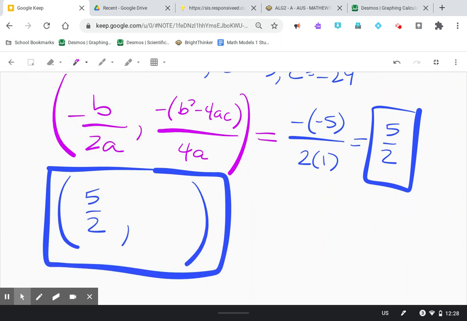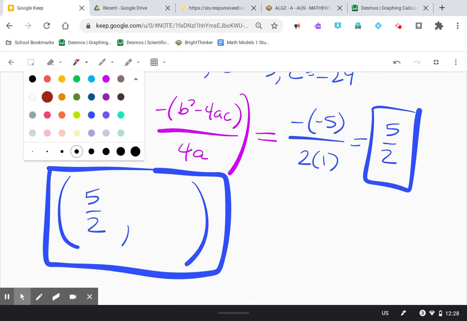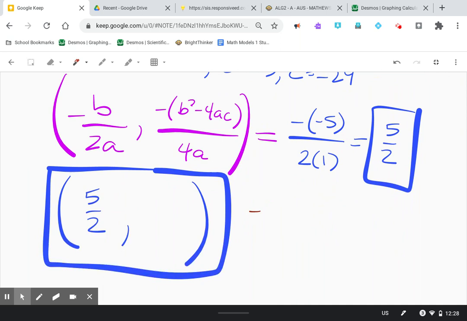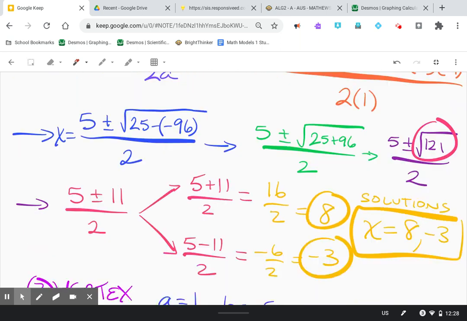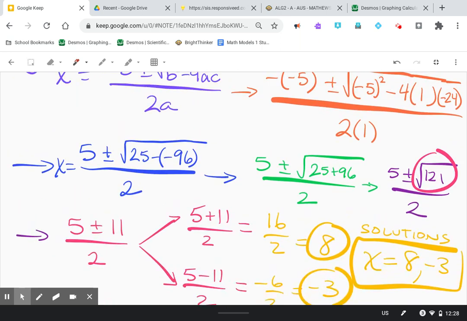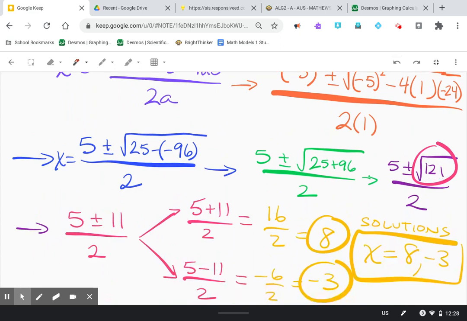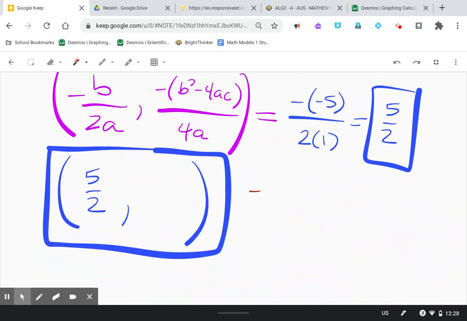Now we'll go ahead and work out this other part. We have negative b squared minus 4ac. That was what was inside the parentheses here. So notice that's right there. So that's 121. We don't need to work that out again since we already got 121. 121 divided by 4 times 1. Okay. So we have negative 121 divided by 4.